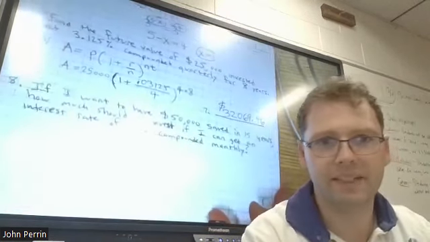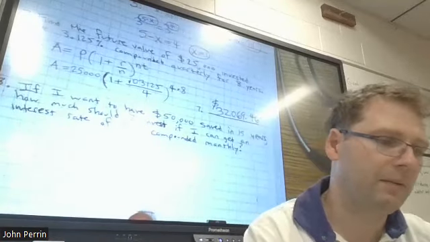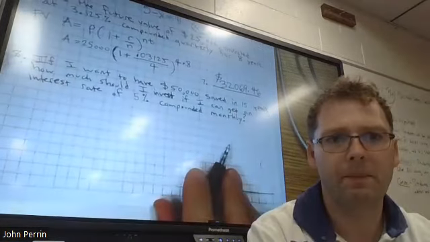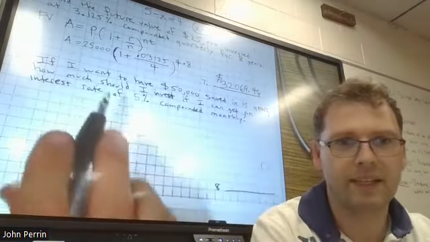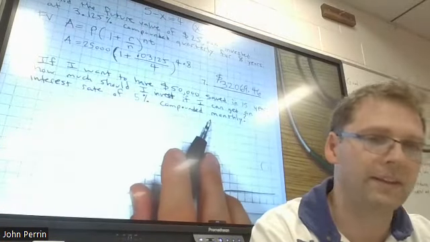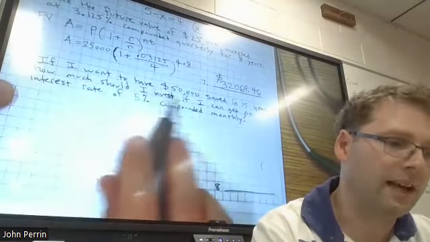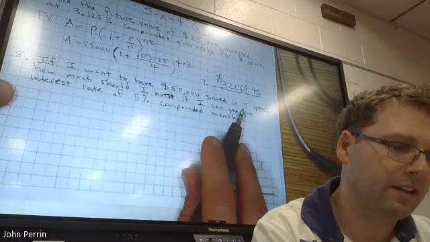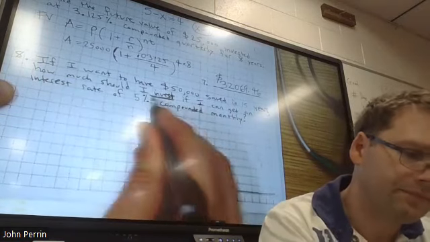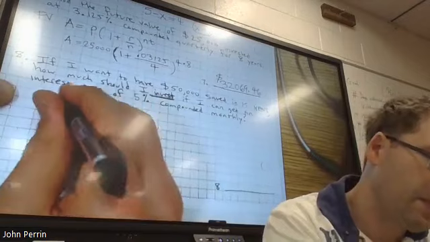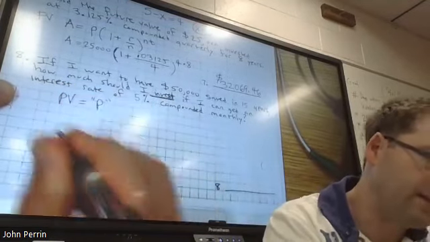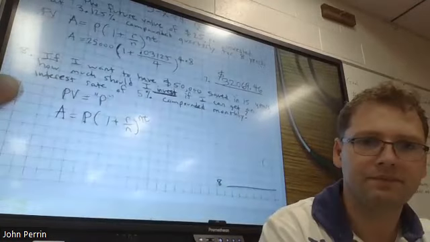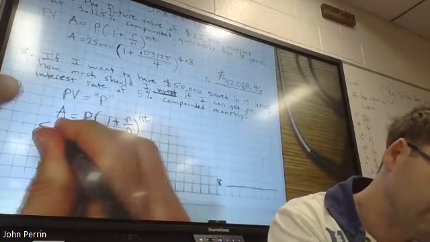Last one I want to practice in this mini session is question 8 here. If I want to have $50,000 saved in 15 years, how much should I invest? And I'm getting an interest rate of 5% compounded monthly. So this time we are solving for what? If I want to have $50,000 in 15 years, how much should I invest? That sounds like a present value. The present value, we call P a lot. So A equals P, 1 plus r over n, nt. Same formula.